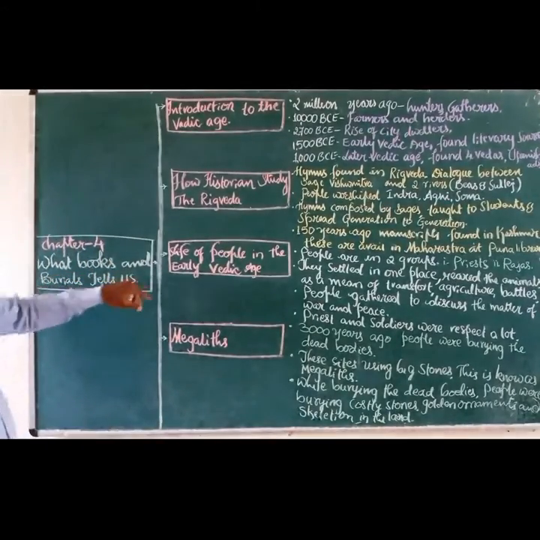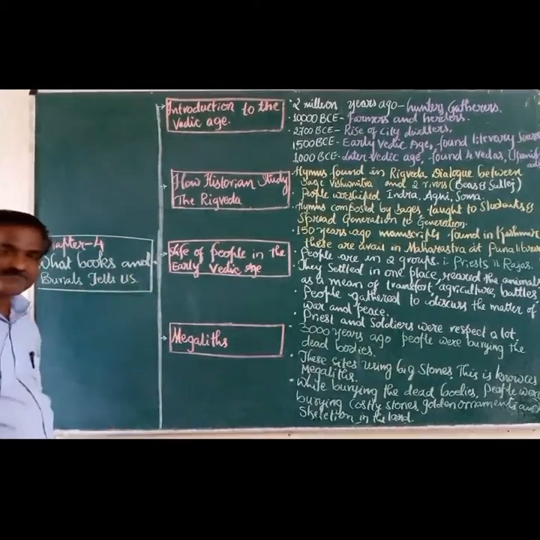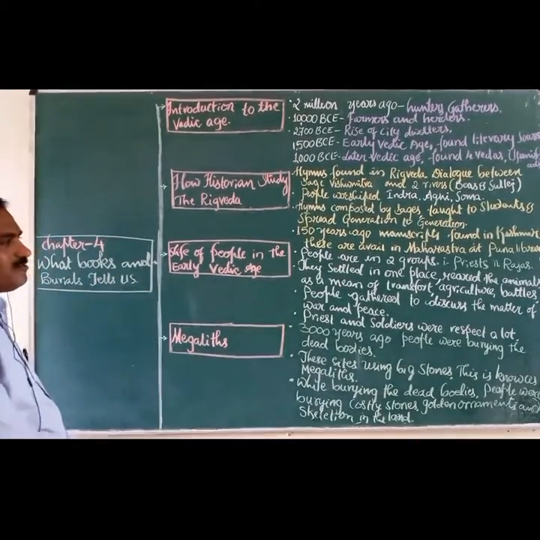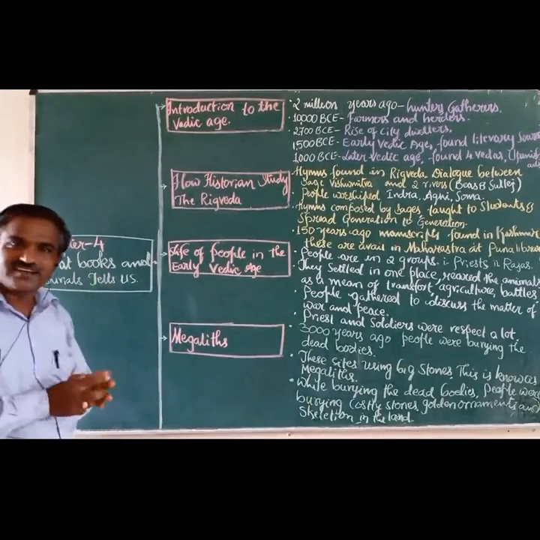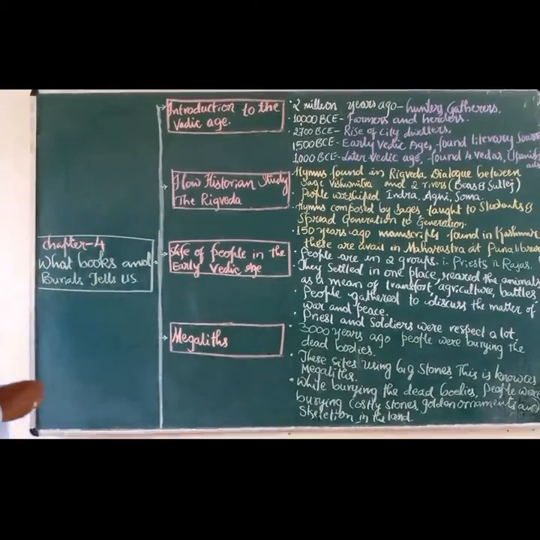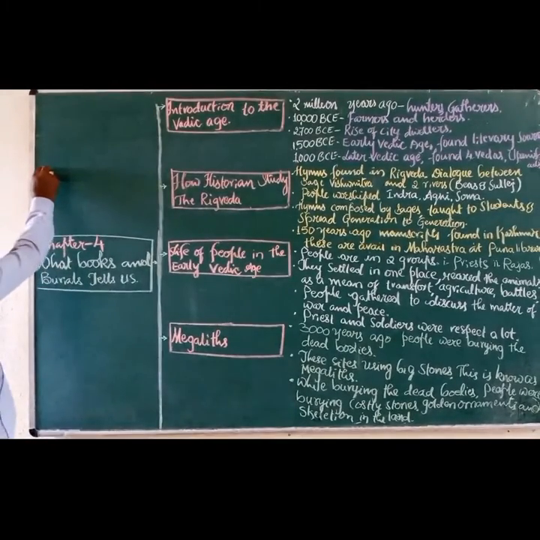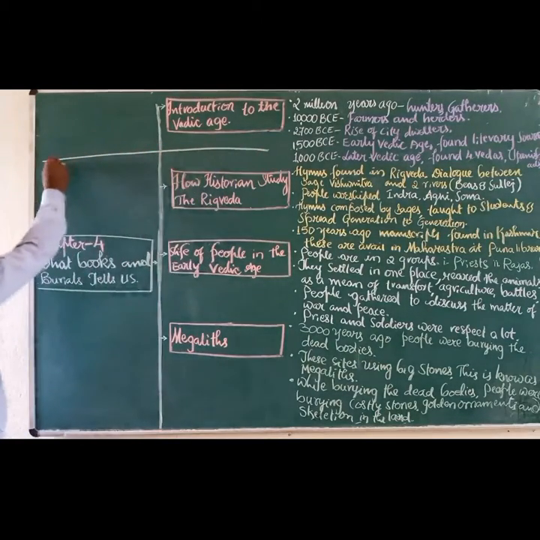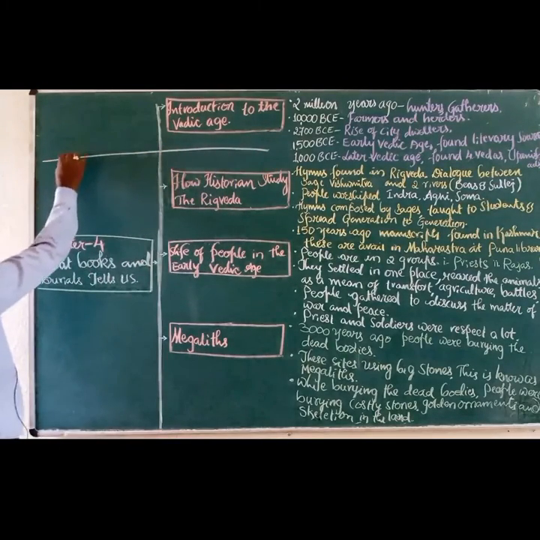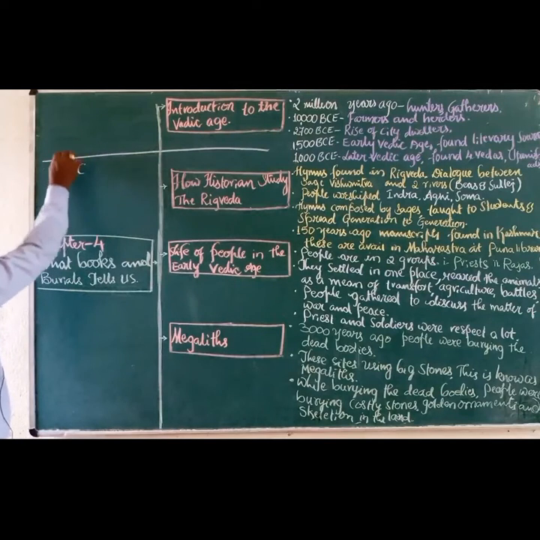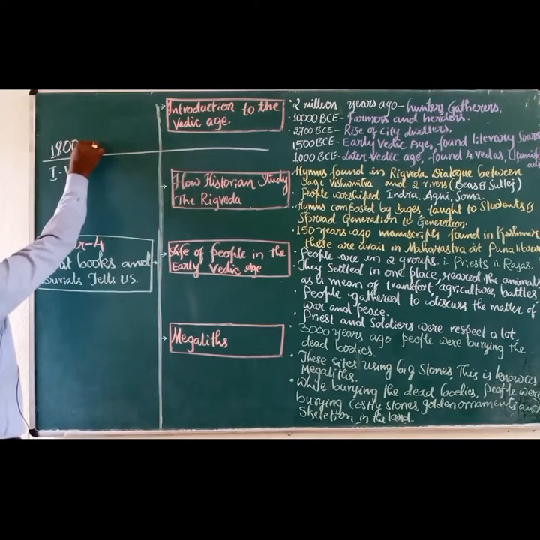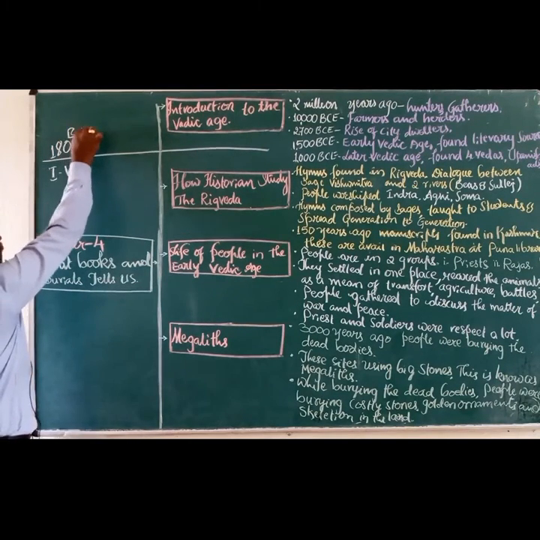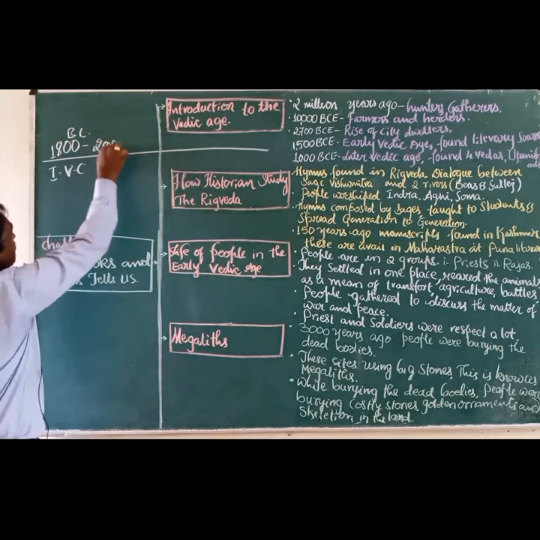We studied what books and burial sequences. Here, in the last chapter, we studied the decline of the Indus Valley civilization. It declined between 2000 BC and 1800 BC.